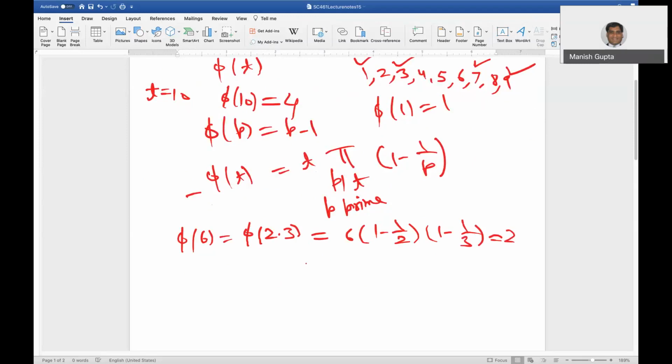Okay. Check phi of 15 is 8. And in fact, if m and n are relatively prime to each other, then phi of m into n is the same thing as phi of m into phi of n, if GCD of m and n is 1. It's a multiplicative function.